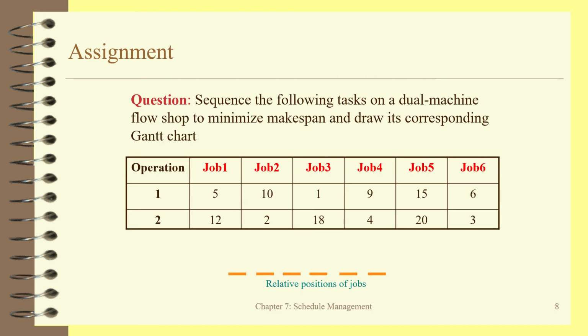So your assignment today is about the dual machine flow shop. There will be 6 jobs similar to our example, and we got 2 different machines as well. So you need to fill in the 6 positions and then draw the Gantt chart to find the makespan.